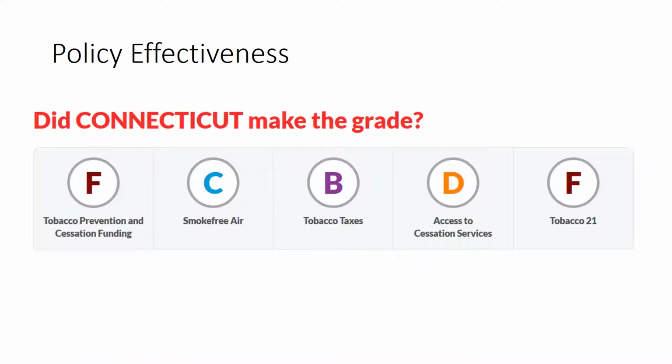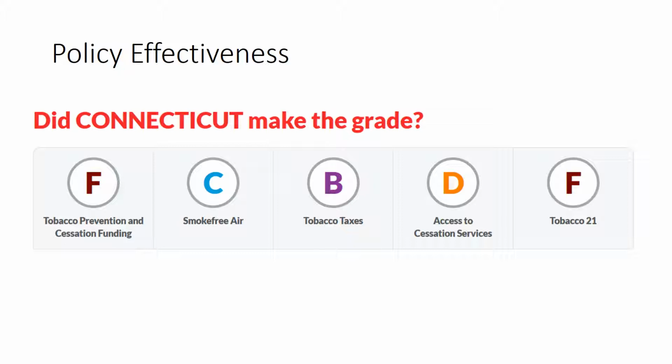So, did Connecticut make the grade? These are the results of the American Lung Association's advocacy efforts in tobacco control. And I use Connecticut as an example because this is the University of Connecticut. That kind of made the most sense to me. So in terms of policy effectiveness, this is kind of the short version. I don't know exactly what methodology the ALA uses.